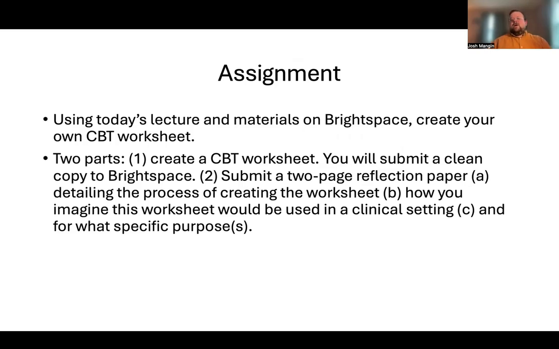Okay. So, what inspired you? What ideas did you have? The process of the creation. Was it easy? Was it hard, etc. In addition, you're going to talk about how you imagine this worksheet would be used in a clinical setting. So again, connecting it to our knowledge of abnormal psychology and the DSM, how could you see this utilized within a clinical setting? Is it being used to treat a specific mood disorder like anxiety, depression?